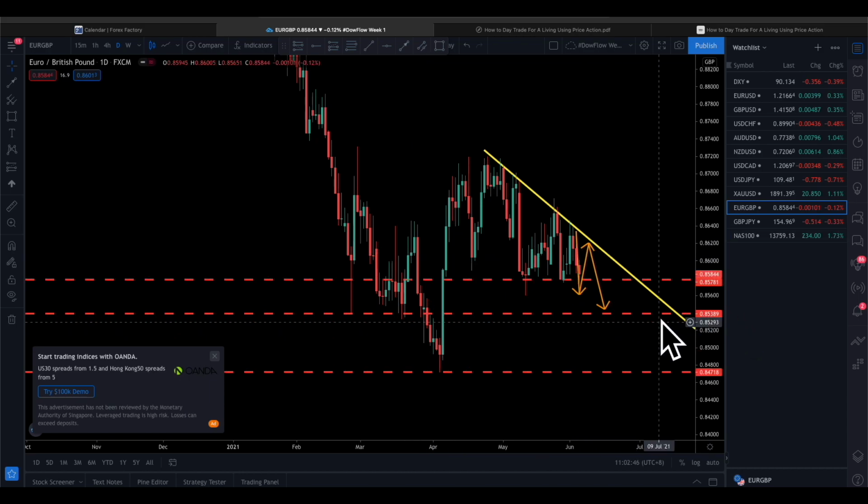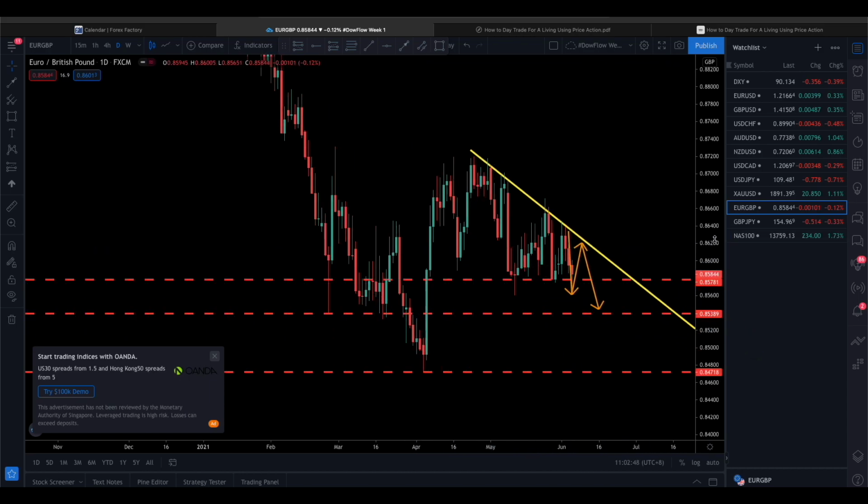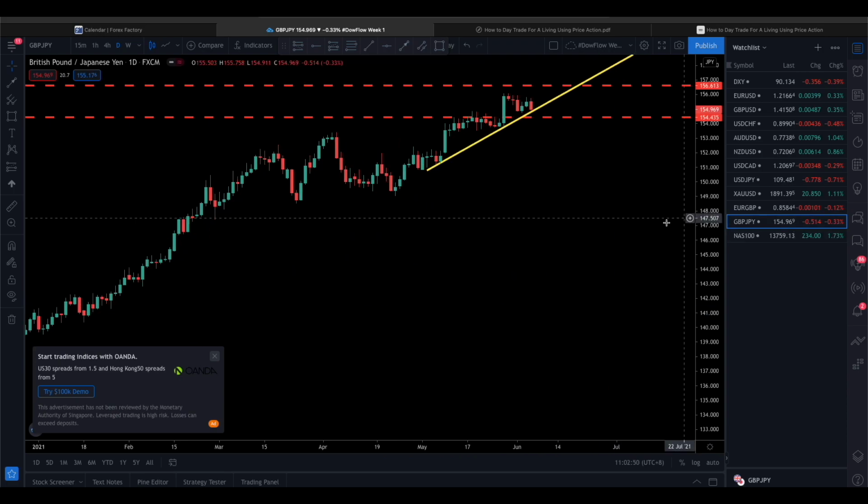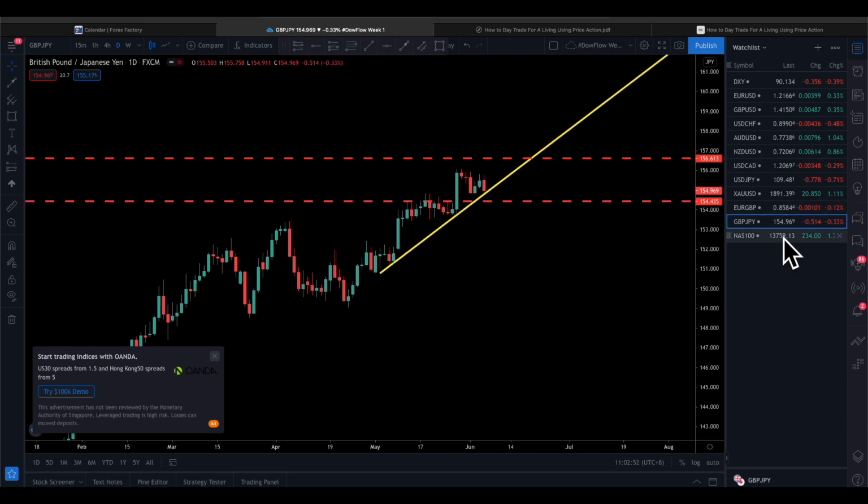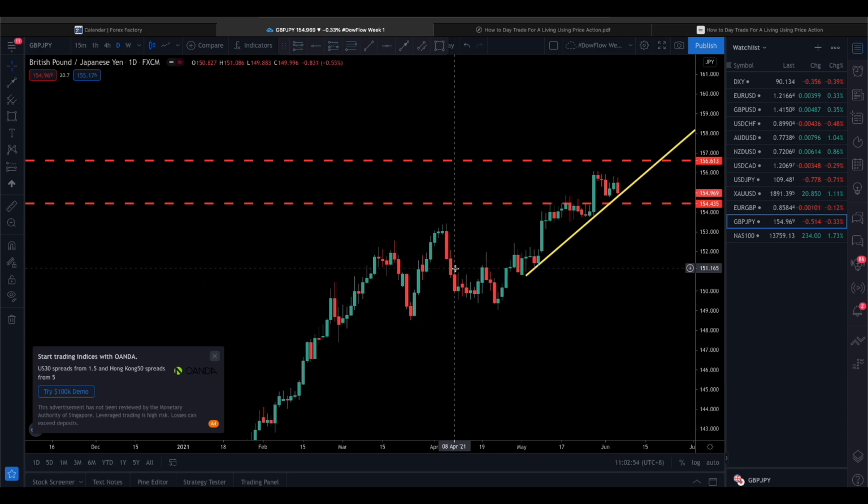Okay, so just be very careful with Euro Pound. It's a bit tricky to trade. Now let's talk about Pound Yen, and then I'll end off with NZDUSD. Pound Yen is in a clear uptrend.